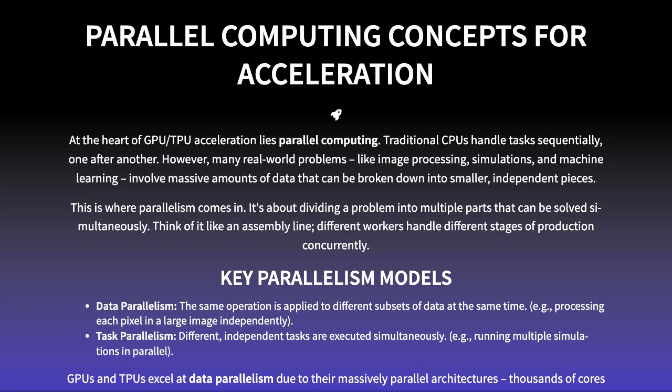Okay, let's talk about how we get these accelerators like GPU and TPU so fast. The key idea is something called parallel computing. Basically, instead of a computer doing things one step at a time like your regular CPU, it can split up a big problem into many smaller pieces that can be solved all at the same time. Imagine an assembly line where different workers are tackling different parts of a product simultaneously. Data parallelism is especially important for these accelerators. It's about applying the same operation to lots and lots of data in parallel, which makes them incredibly efficient for tasks like image processing or machine learning.